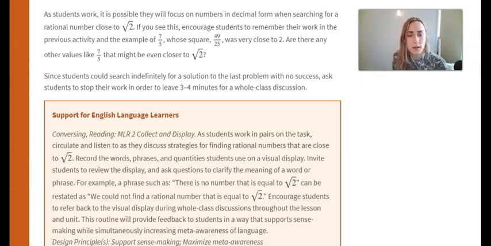So as students work, it's possible that they'll focus on the decimal form when searching for a rational number close to the square root of 2. And if that happens, encourage students to think back to what they did in slide A and connect that story of the lesson so that they can think of some fractions that might be even closer to the square root of 2.